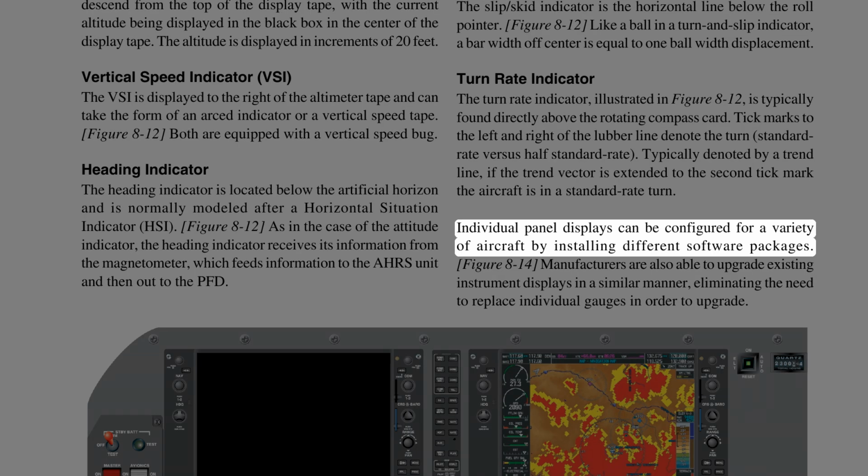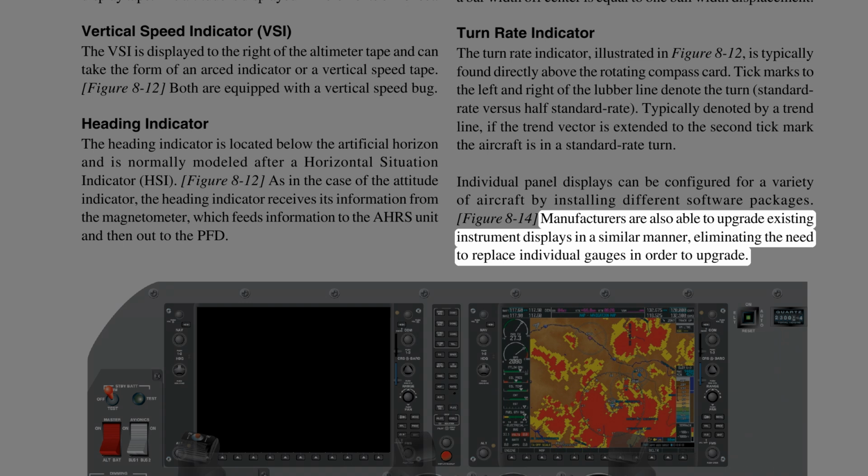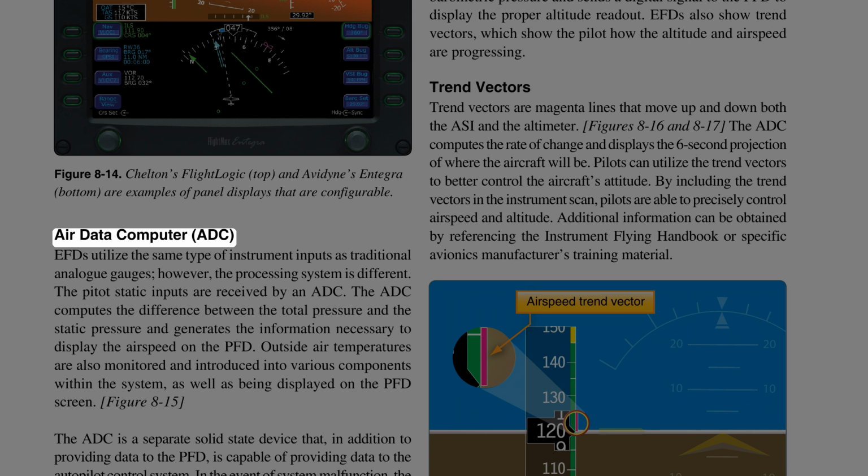Individual panel displays can be configured for a variety of aircraft by installing different software packages. Manufacturers are also able to upgrade existing instrument displays in a similar manner, eliminating the need to replace individual gauges in order to upgrade. Air Data Computer, ADC.